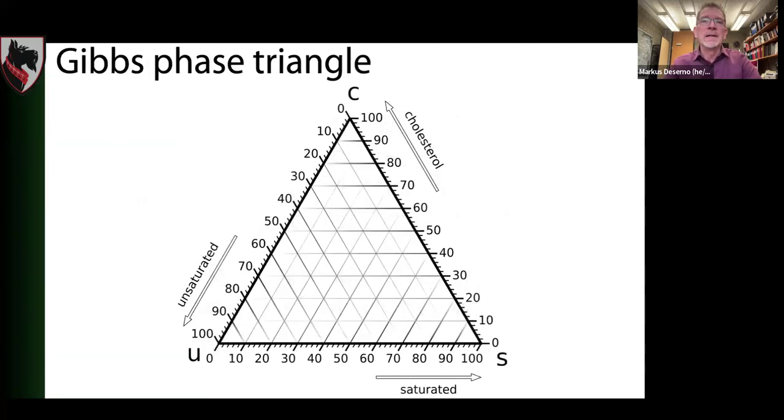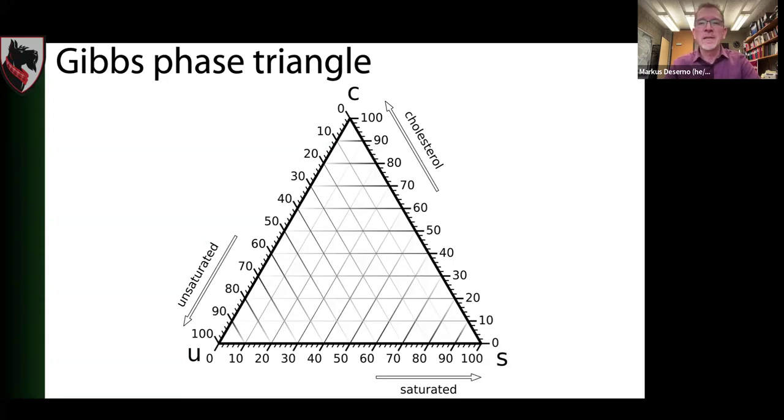And so since I would like to show what these phase diagrams look like, I will now have to give you a quick 2-minute rundown for how to actually plot phase diagrams of ternary mixtures. So here is the real estate for that phase diagram. It's a triangle, called the Gibbs phase triangle, which has 3 corners, labeled C, U, and S for cholesterol, unsaturated, and saturated lipids.